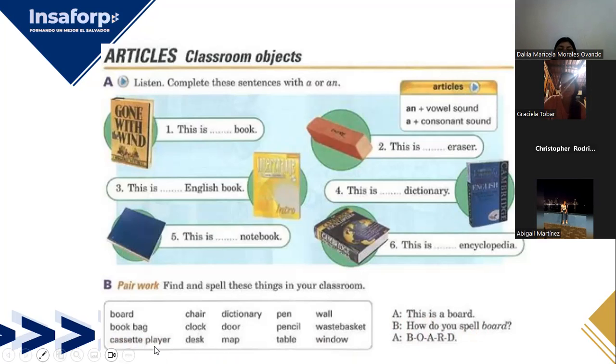Cassette player. How do you spell cassette player? C A S S E T T E P L A Y E R. Remember, R. Like when you are mad. R. Okay, remember the pronunciation of that consonant.